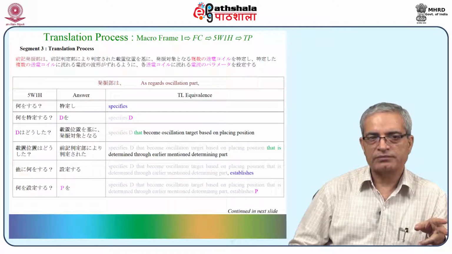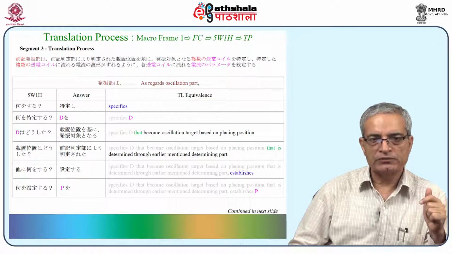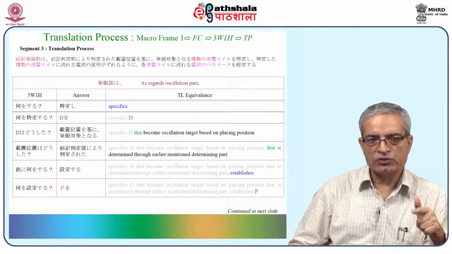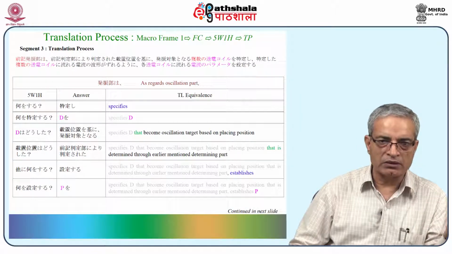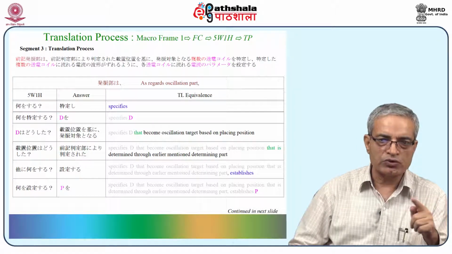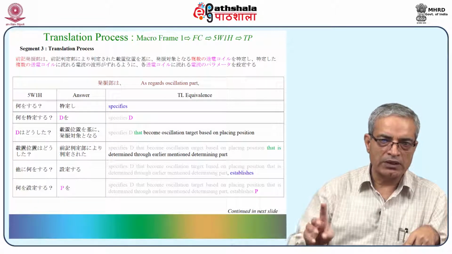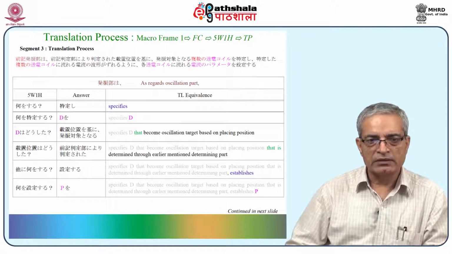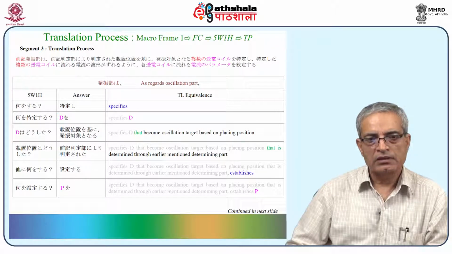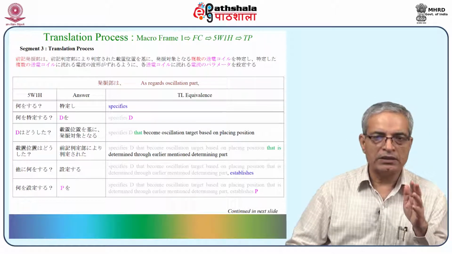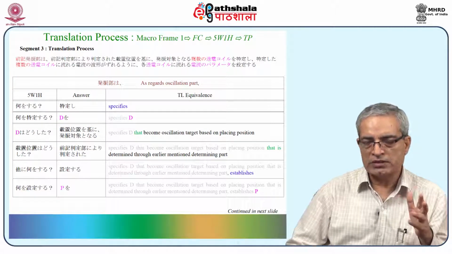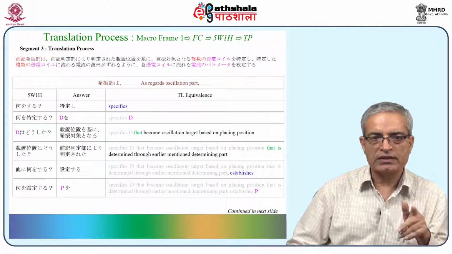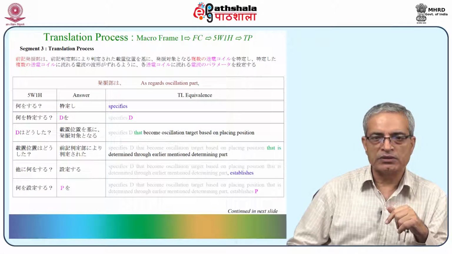Yes, first question is Tokteshi specifies D o Toktesuru, so specifies D. D was Saichi Ichi o Motoni, so based on something, based on placing position. Hashin Taisho to Naru, so it becomes target or oscillation target. The next question. Saichi Ichi wa Zenki Hante Buni Yori Hante Sareta. You see, the answer is getting connected, and the translation is that it is determined through the earlier mentioned determining part.